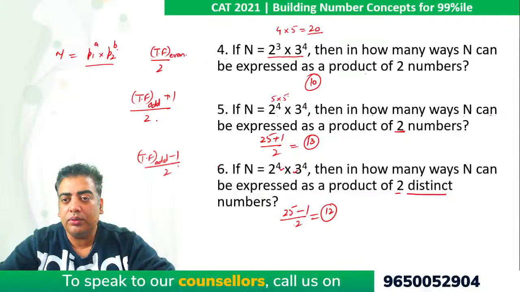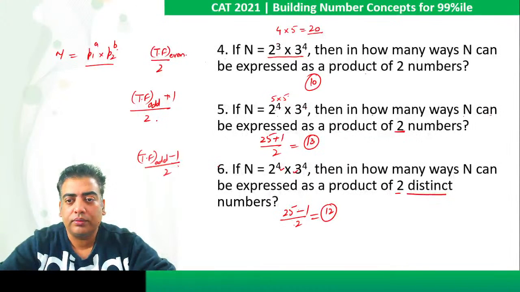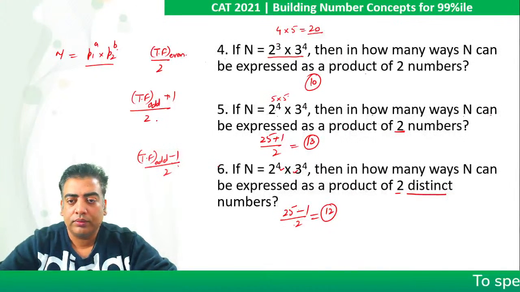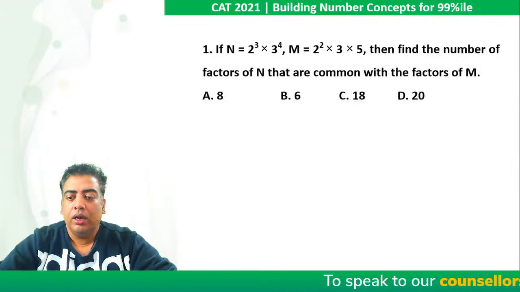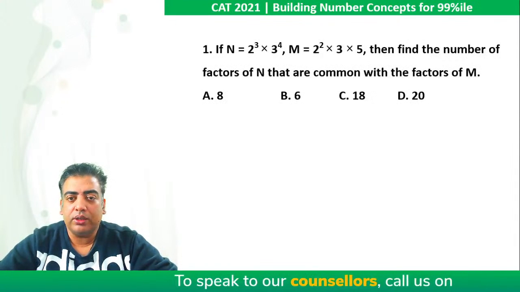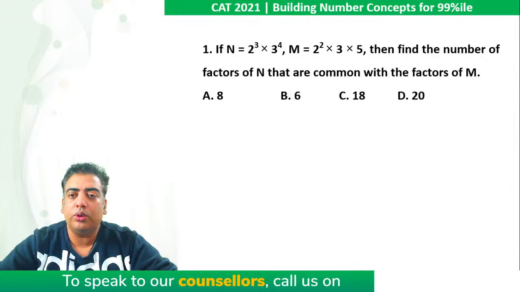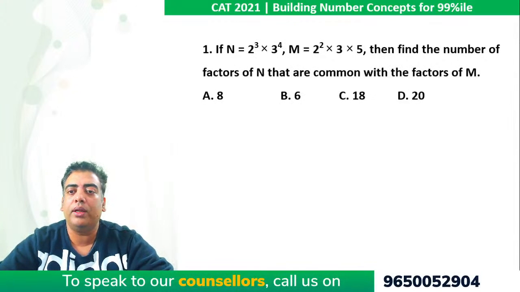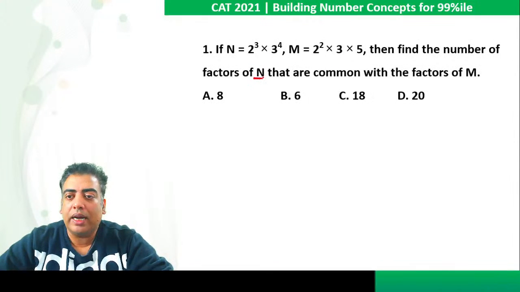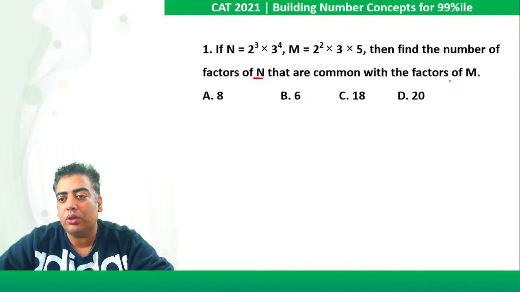I hope it is clear to each and every student. Okay. Let's have a look at a few more questions. So here it says n equals 2 cube into 3 raised to power 4, m equals 2 square into 3 into 5. Then find the number of factors of n that are common with the factors of m.